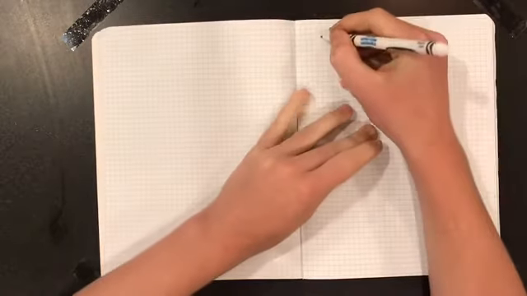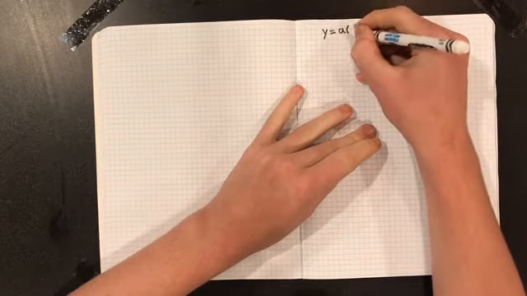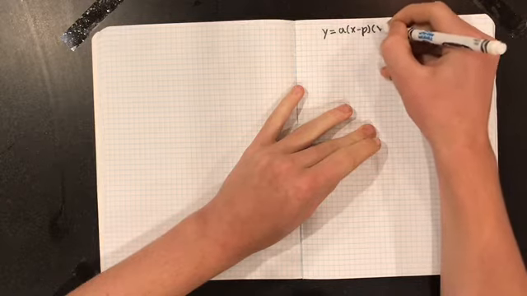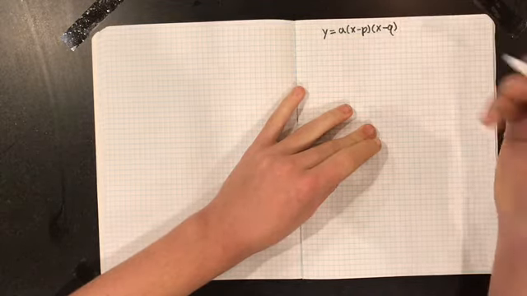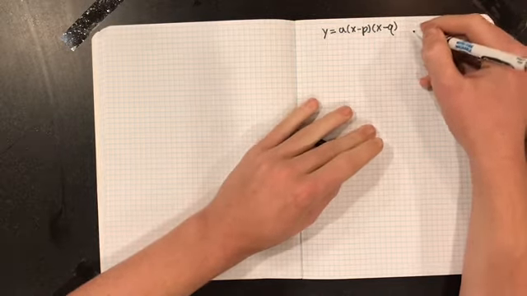Today, we will be talking about intercept form to graph quadratics. So, intercept form looks like this. Okay, and P and Q are your x-intercepts.